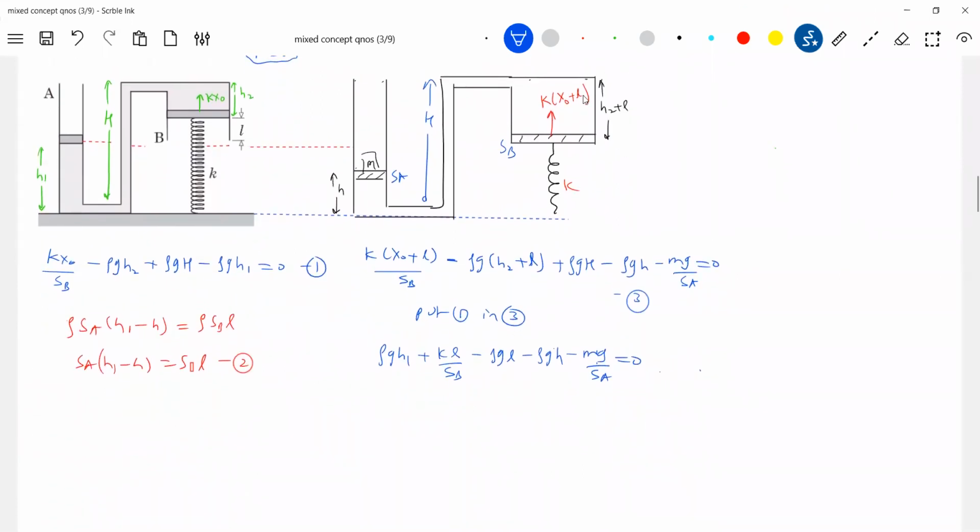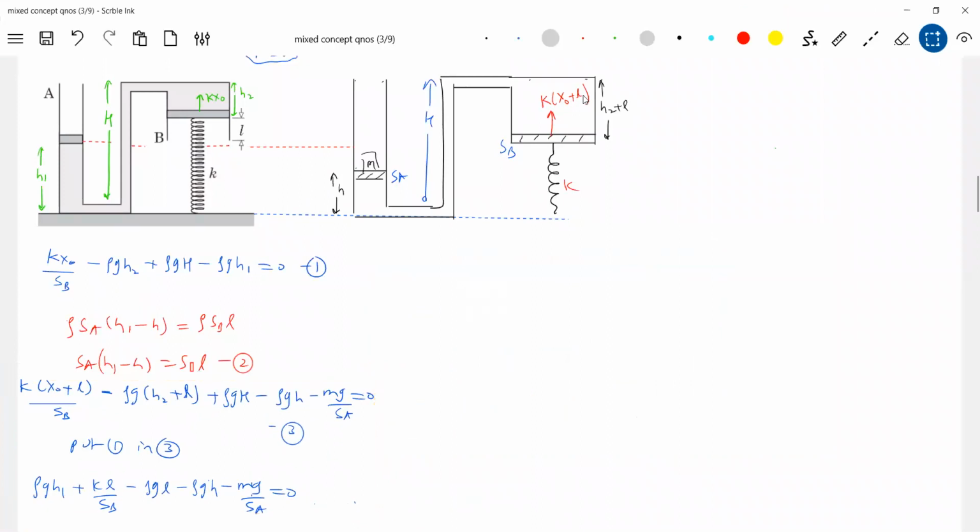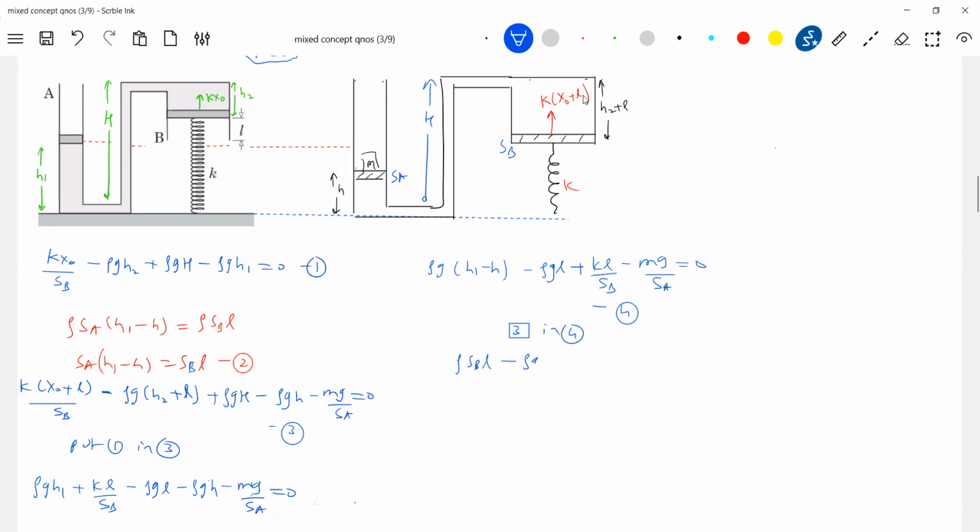Okay, shall I take out this much? We'll have enough space to write all the things. Now come to this one. So this will become rho G (H1 minus H) minus rho GL plus KL by SB minus mg by SA equal to 0. Rho G (H1 minus H) you can write as SB into L. So substituting this, you call equation 4, 3 in 4. So there should be rho SBL, rho GL plus KL by SB.